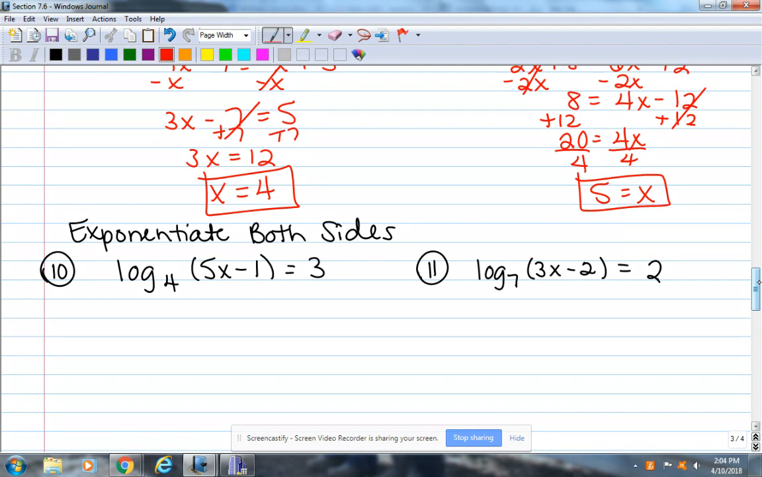And the base you're going to use is going to be the base of the log. So I have a log base 4 over here, so I'm going to give everything a base of 4. All that's in the exponent, power. So both sides get a base of 4. That's called exponentiating the equation.